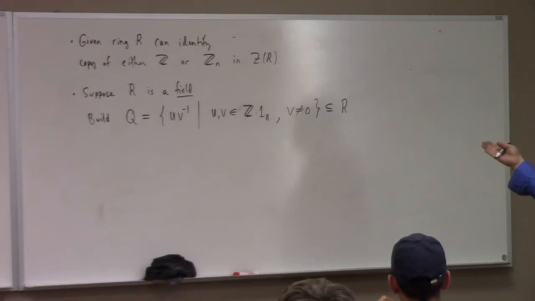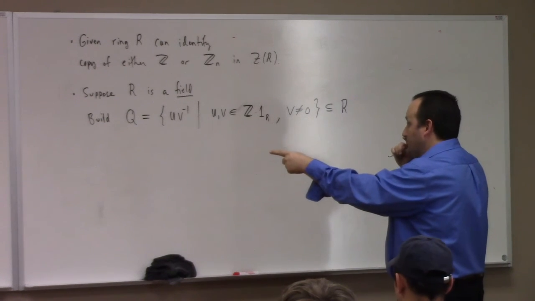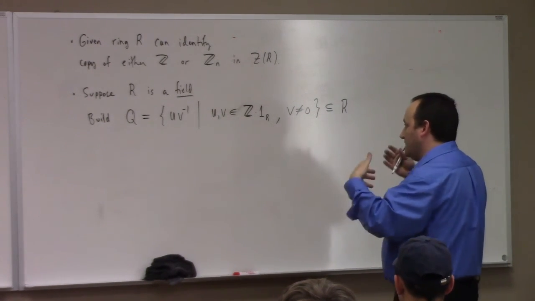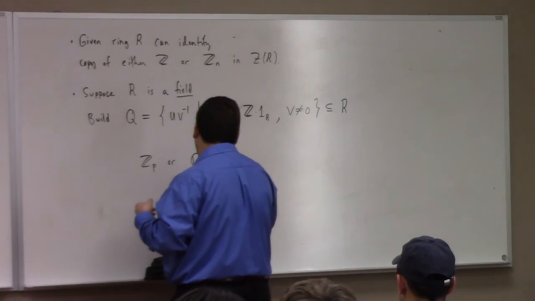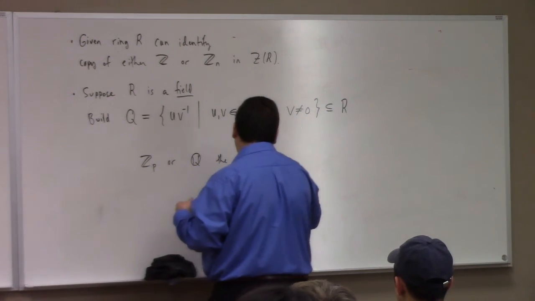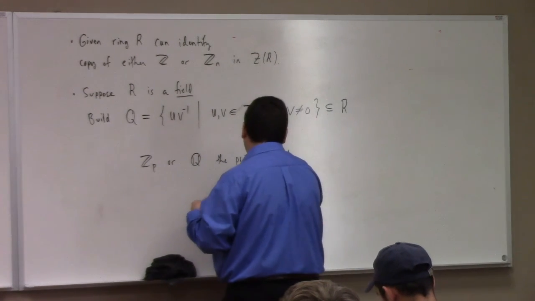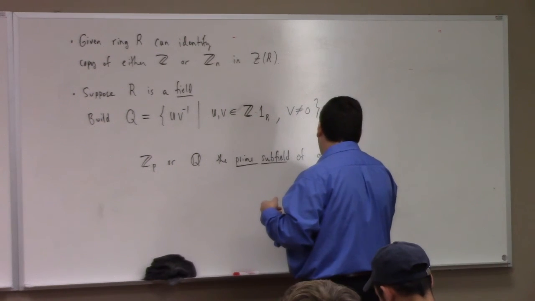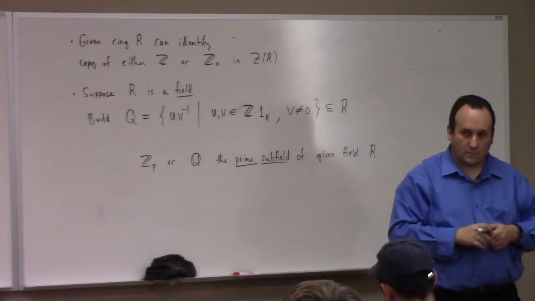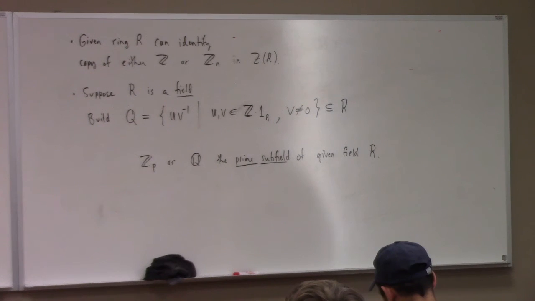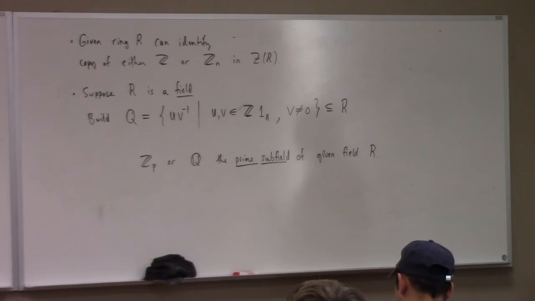So this brings us to the point, which is if you combine this idea with that idea, we get that every field contains within it basically a copy of either Zp or Q, the prime subfield of the given field R. It's got to be one or the other, right? Works for division ring too. That may be true, but the corollary here says every field R contains a central subfield isomorphic to either Z mod P or Q according to whether the characteristic is P or the characteristic is 0.